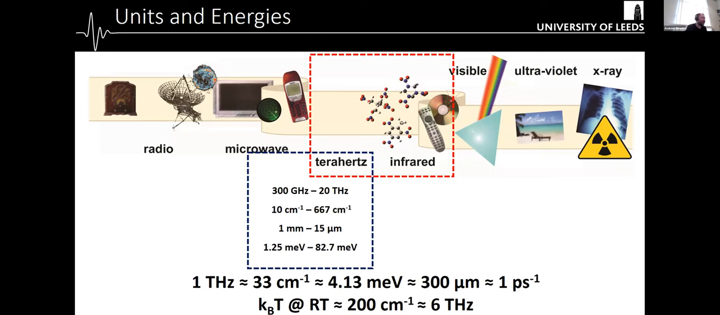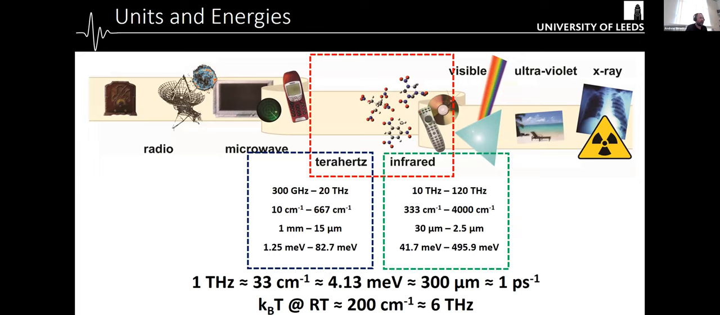When I'm talking about a terahertz pump, I'm usually talking about something below 650 wavenumbers, so 20 terahertz. And when I talk about infrared, I'm talking about beginning at 10 terahertz. So there's an overlap between them. I'm trying to differentiate these because when I'm talking about terahertz, I'm pumping energy into the lowest available modes in that material. Whereas when I'm talking about infrared pumping, I'm pumping into higher energy vibrational modes and using that to couple energy into different parts of the system.